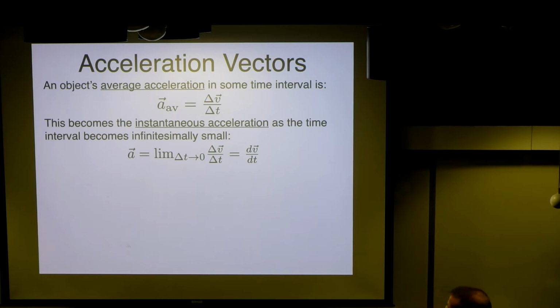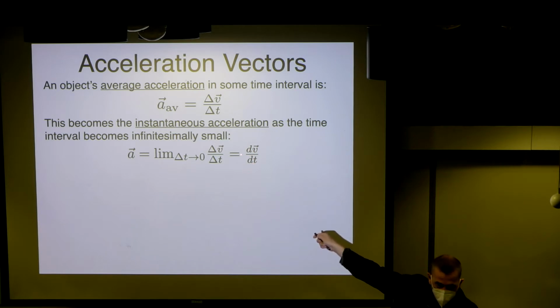Hopefully that's looking familiar. Remember, that's the average acceleration, I should say. And if we want to make this the instantaneous acceleration, the acceleration at one moment in time, again, we just take the limit as this time interval becomes infinitesimally small. It's approaching 0. And that gives us a derivative. So this is the derivative of our velocity with respect to time. That's how acceleration is defined. But again, we're dealing with a vector here.